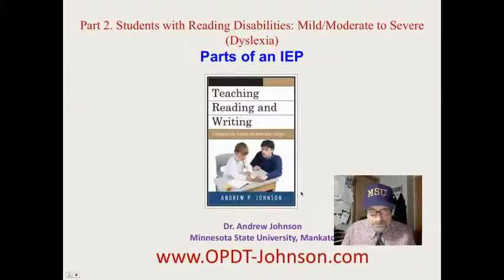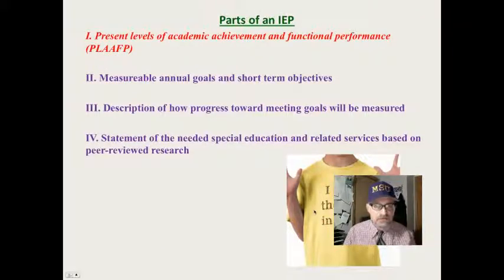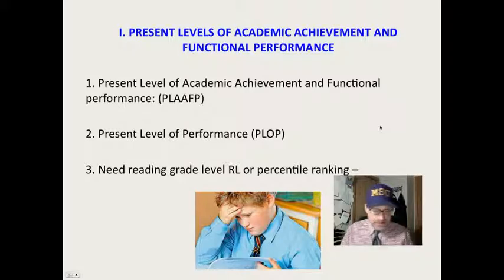We are looking at part 2 of an IEP for students with reading disability, and we're looking at the parts of an IEP. We'll be going over all 4 of these parts, but this one will focus on part 1, present level of academic achievement and functional performance, otherwise known as PLAAFP, or present level of academic performance, determined by a variety of objective and current assessments in order to provide some sort of baseline data.